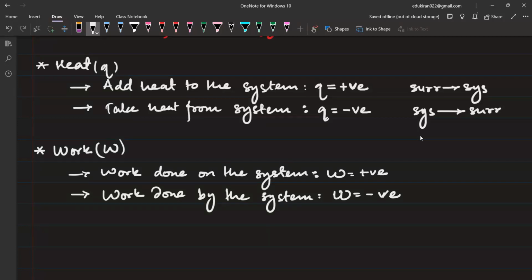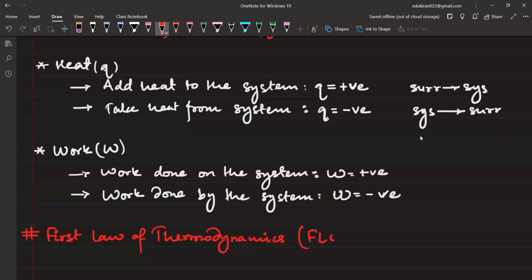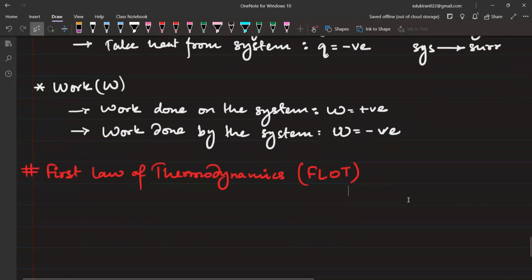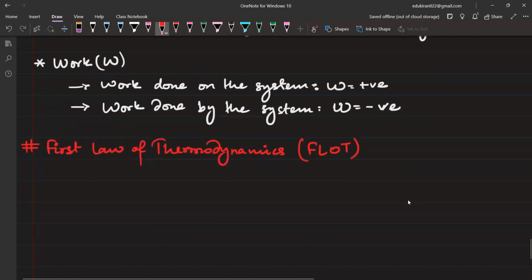Now regarding this particular internal energy, heat और वर्क, ये दोनों मोड ऑफ ट्रांसफर ऑफ एनर्जी के हिसाब से there is the first law of thermodynamics. First law of thermodynamics. इसको बोलते हैं फ्लॉट. First law of thermodynamics. First law of thermodynamics जो स्टेटमेंट है बहुत ही सिंपल है.